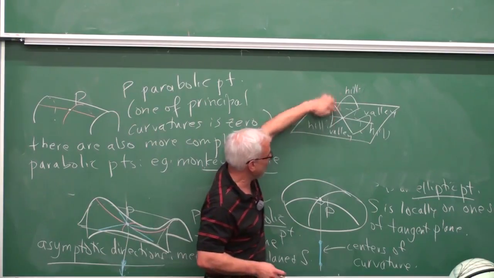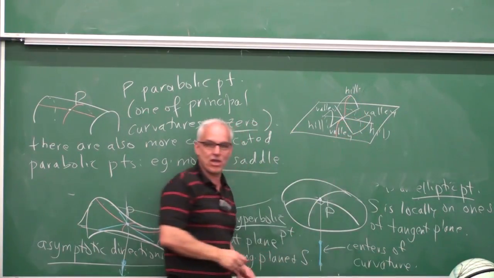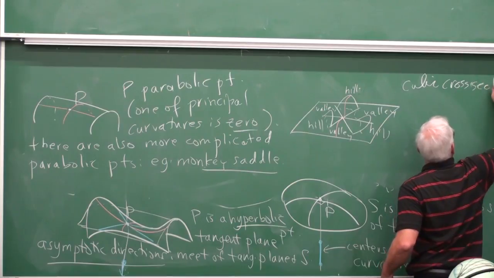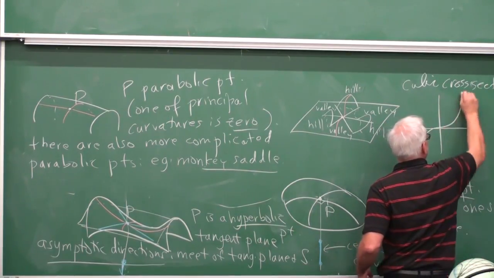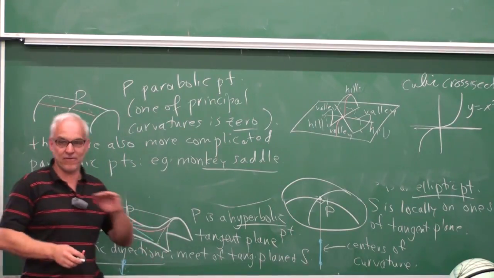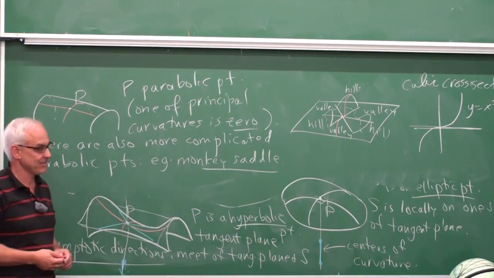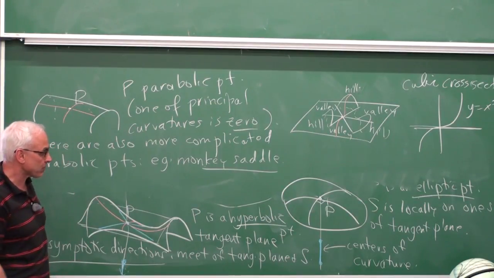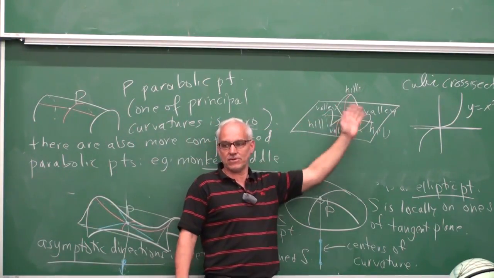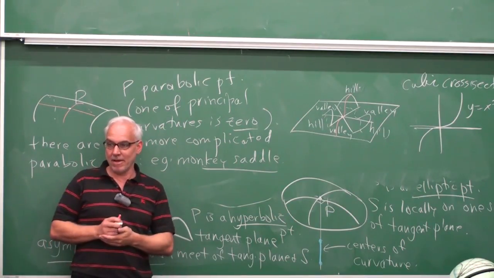If you take any cross section, say like this one here, what we want is basically a cubic. So imagine a cubic cross section that looks like y equals x cubed, like this. And that will guarantee that the tangent at the central point is flat. And that will guarantee that it's actually a parabolic point, but not of this relatively simple kind. And once you've seen that example, you could say, all right, we could divide this not into six sectors, but into 8 or 10 or 12 sectors and have the same kind of pattern of hills and valleys alternating, and get a more complicated type of parabolic point.